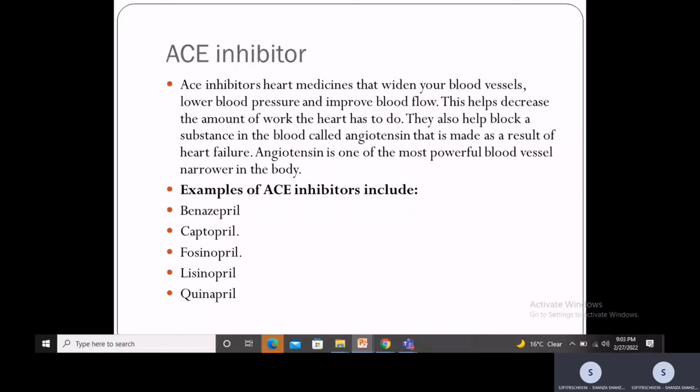They are heart medicines that widen your blood vessels, lower blood pressure, and improve blood flow. This helps decrease the amount of work the heart has to do. They also help block a substance in the blood called angiotensin that is made as a result of heart failure. Angiotensin is one of the most powerful blood vessel constrictors in the body. Here are some examples of ACE inhibitors: benazepril, captopril, fosinopril, lisinopril, and quinapril. Pril is the suffix that is used in ACE inhibitor names.